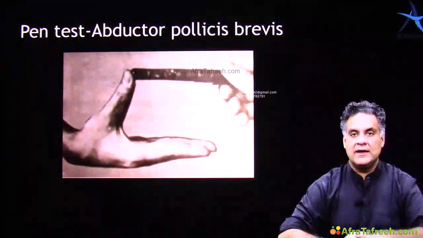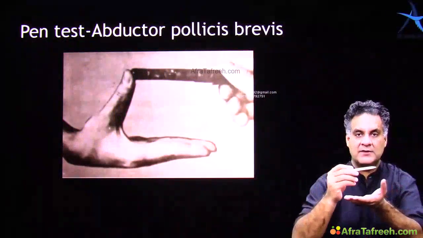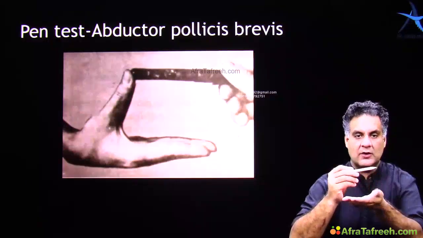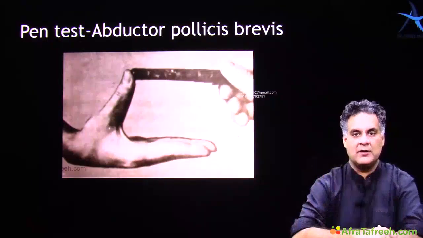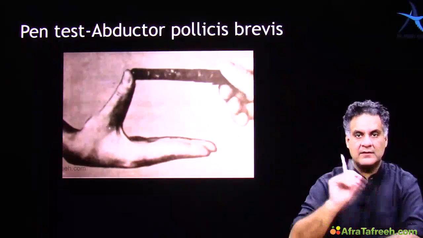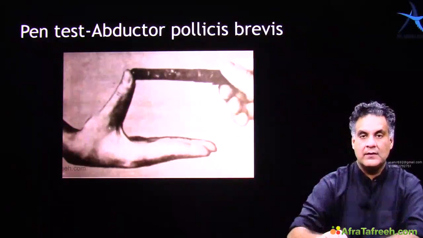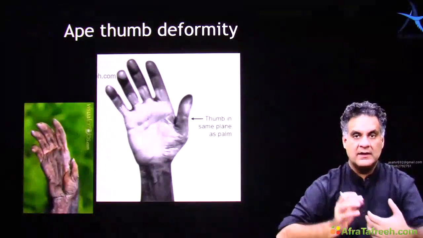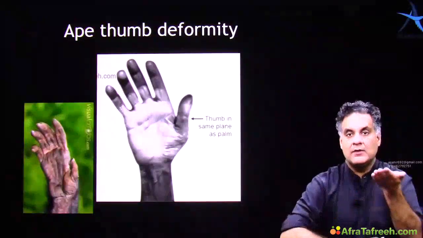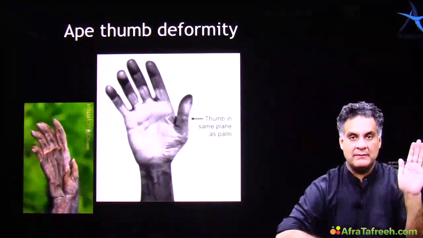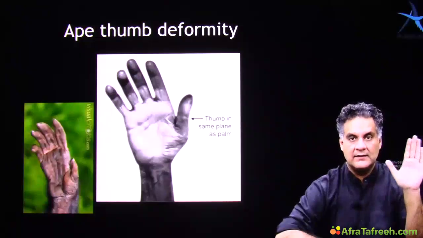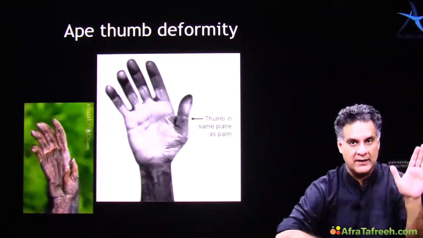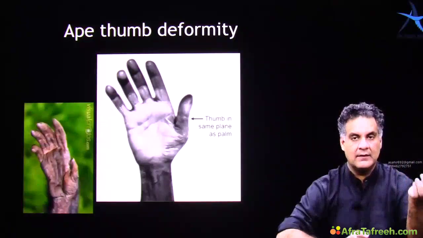Similarly, if you keep a pen above the palm and ask the patient to touch the pen, this is called the pen test, by abductor pollicis brevis. This is again for the median nerve. The median nerve is responsible for opposition. In cases of median nerve palsy, your thumb will be in the same plane as the palm. The thumb is ideally anterior. This is called ape thumb deformity, median nerve palsy.